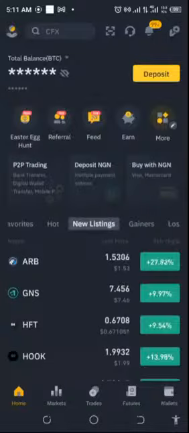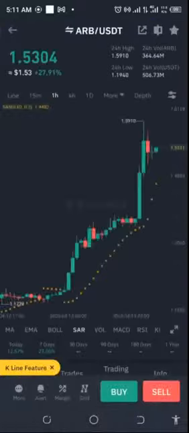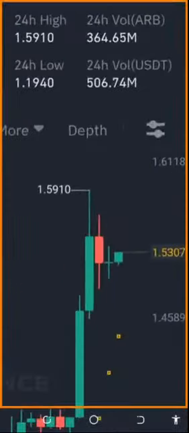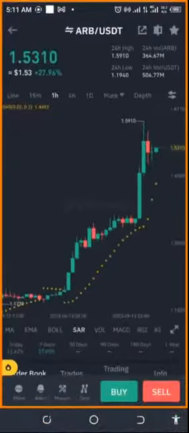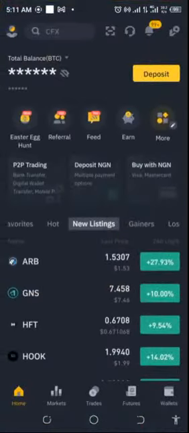So from $1.36, it ran all the way to where? It actually went all the way to $1.59. This is just the current price, and that's how we're able to hit our target. Okay, so let's go back in here.